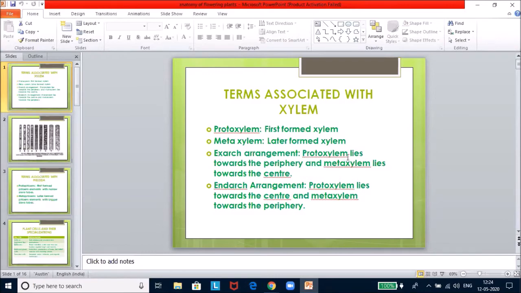So with reference to the xylem, if the protoxylem is lying towards the periphery, that is towards the outside, and metaxylem lies in the center, it is called exarch arrangement. These exarch and endarch arrangements are with reference to protoxylem. So remember that. Now, endarch xylem means protoxylem lies towards the center and metaxylem lies towards the periphery.